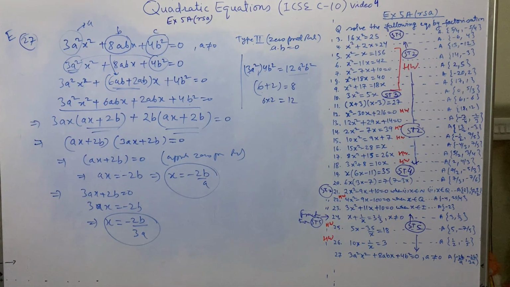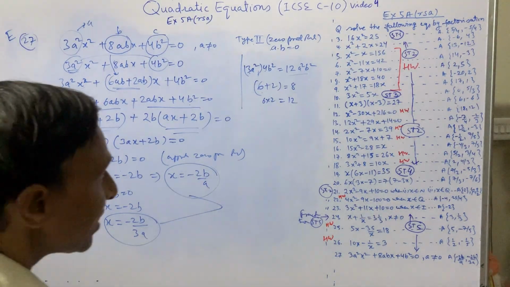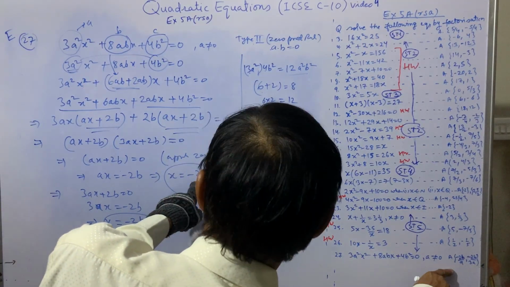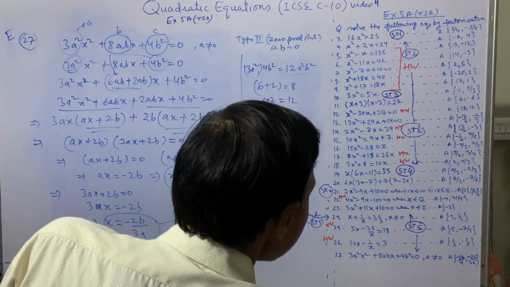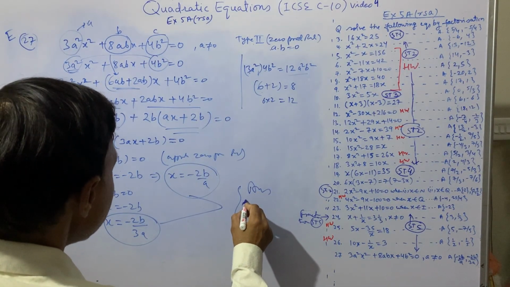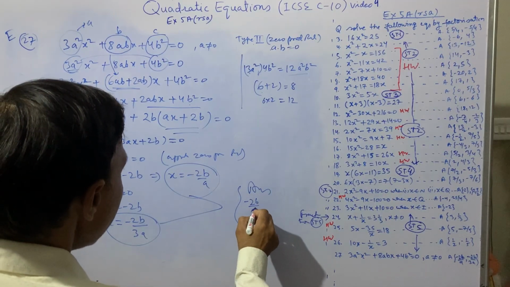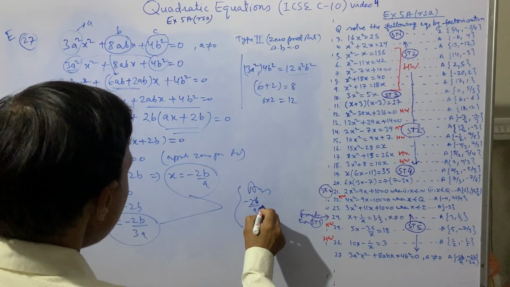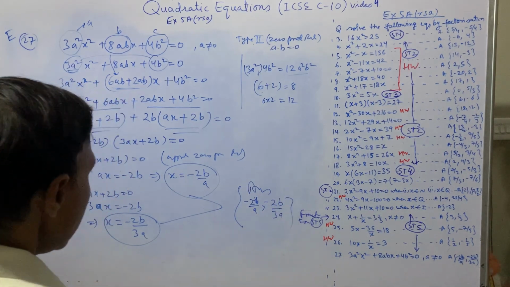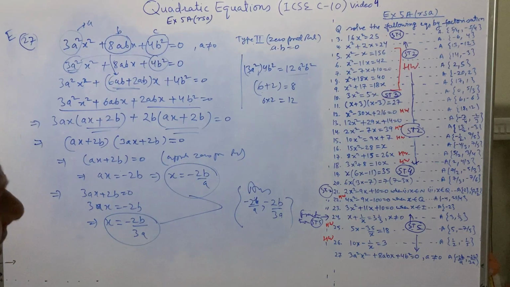We solved both the solutions, and now we are going to match them with the textbook answer, which is question number 27. One answer is minus 2b upon a and the other is minus 2b upon 3a, which is perfectly matching with the textbook answer. So I hope we have completed up to the 27th question.